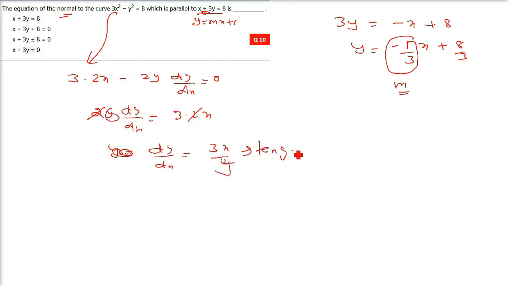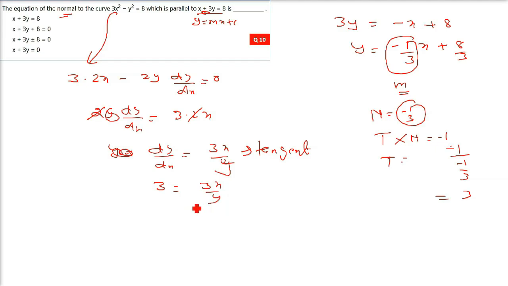And this is the slope of the tangent. Please remember, dy by dx is the slope of the tangent. And negative 1 by 3 is the slope of the normal. So what will be the slope of the tangent? It will be negative 1 divided by negative 1 by 3. So negative 1 divided by negative 1 by 3 is 3. So it is 3 equals 3x by y. So what do you get here? You are going to get x equals y here.